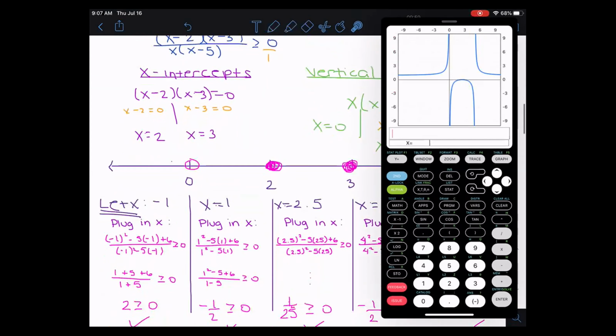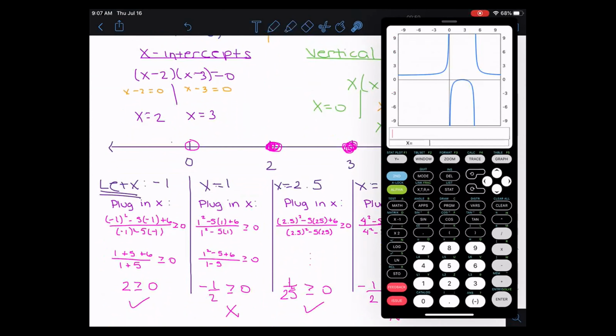At that value, you can plug in, let's say 2.5, and at 2.5, you get that it is equal to 0.04. So that's an approximation. So the question is, is 1/25 greater than or equal to 0? The answer is yes, because it's positive.